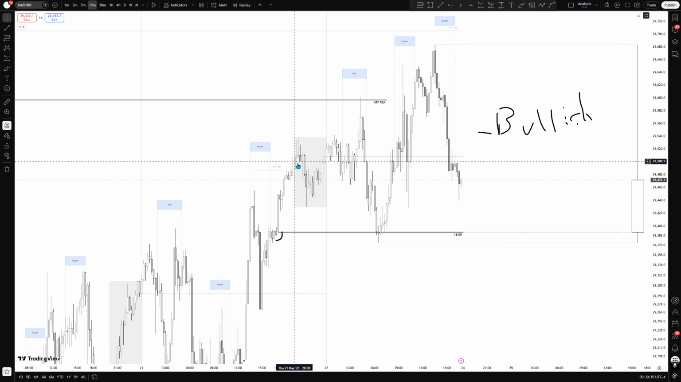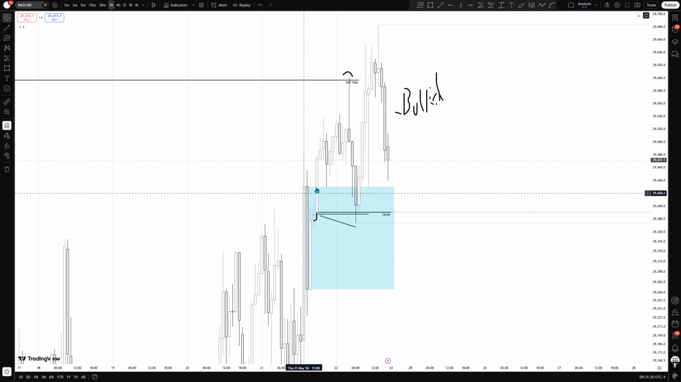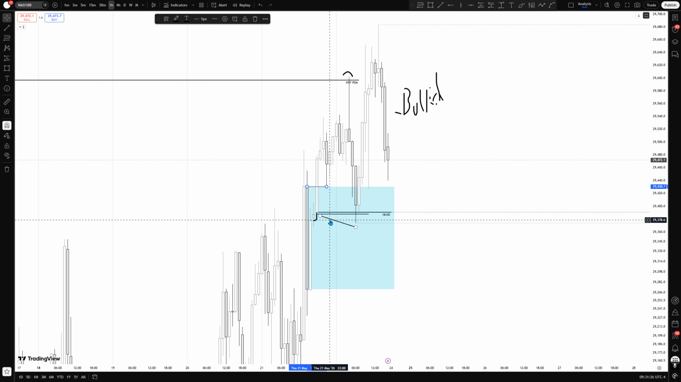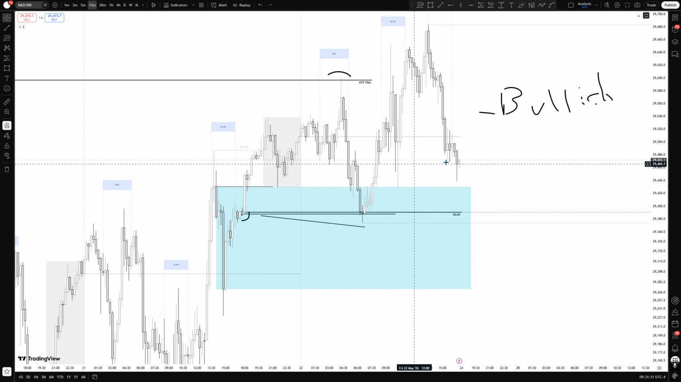Okay, you go on the hourly. You have this big large order block. Bang. Now, this order block was not formed until we closed above it. When did we close above it? At 1800. So before 1800, this wasn't really an order block, but it got formed after Asia session.